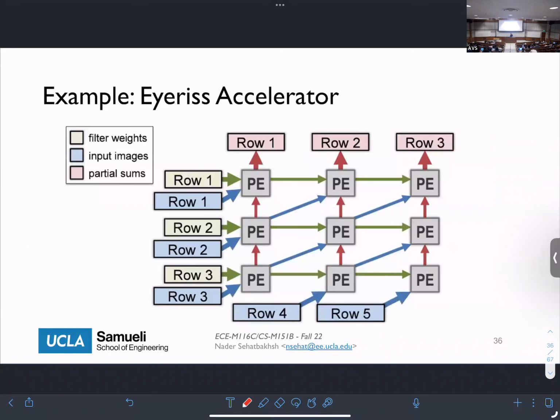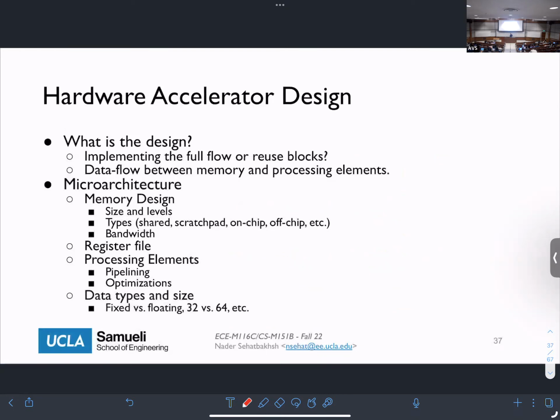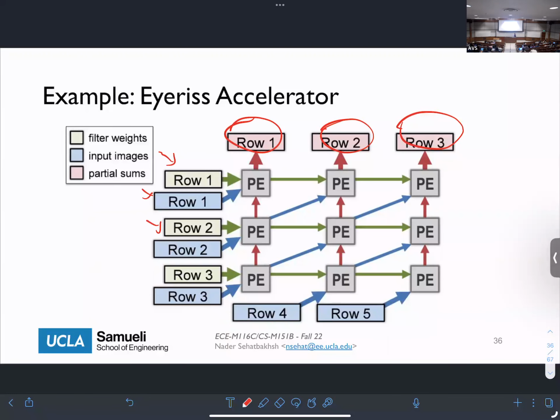Okay. And this is basically showing how we are assigning different rows and different columns. And this is where we're going to get the final results. Rows 1, 2, and 3 will be the final results of your system. Okay. Any questions about the accelerator?